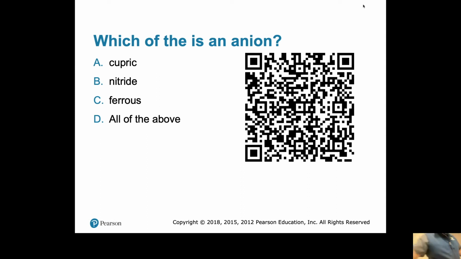Let's see here. The vast majority of you answered B, which is indeed correct. It is not D because look back at the chart here. Ferrous is definitely a cation because it's a metal, right? And cupric is a cation because it's a metal, because remember, cupric is from copper, ferrous is from iron. But the nitride is the only one that's from the right side of the periodic table. So you have to be on the right side of the periodic table to actually be an anion. Okay, good stuff there.